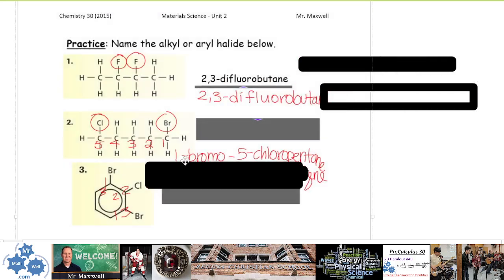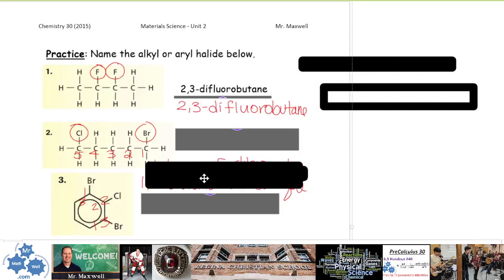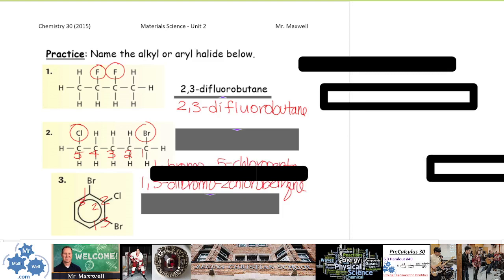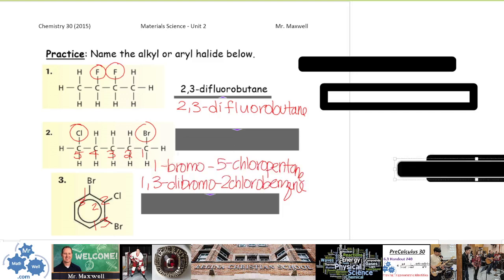Oopsie. Come on. All right. So this is going to be 1. Oh, this is not as smooth as I had hoped. There we go. Okay. So the top one here, number 2, would be 1-bromo, 5-chloropentane, because there's 5 carbons in total. So 1-bromo, 5-chloropentane.